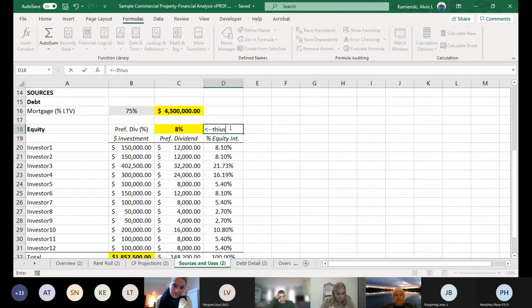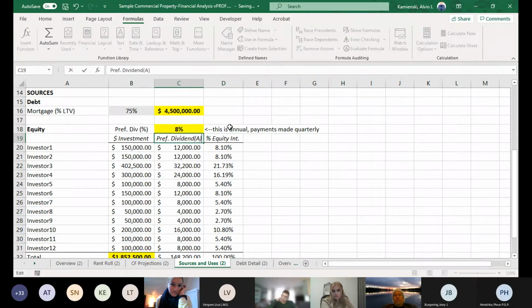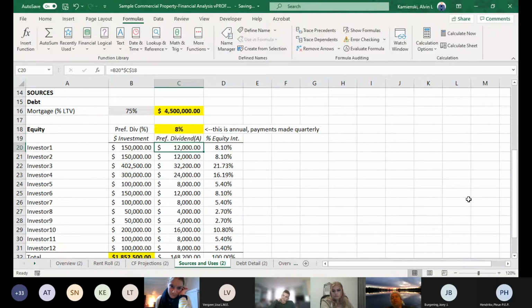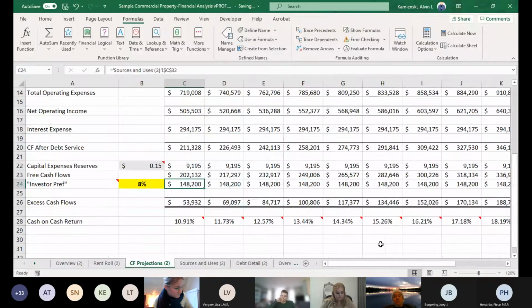This is annual. But we described that we are going to make payments quarterly. So this would be the preferred dividend for the entire year. If we wanted to, we could cut it down into smaller pieces. And so you could see that I'm going to get paid $3,000 every quarter. When we aggregate all this together, then is when we came up with the total amount of payments that we can then make to our investors of $148,000.